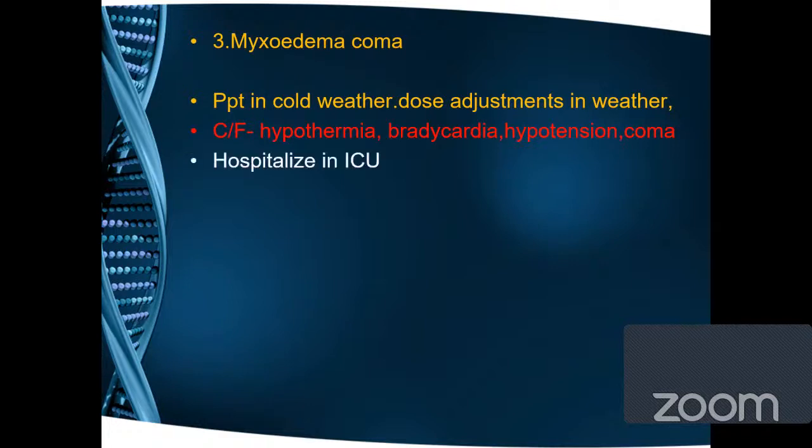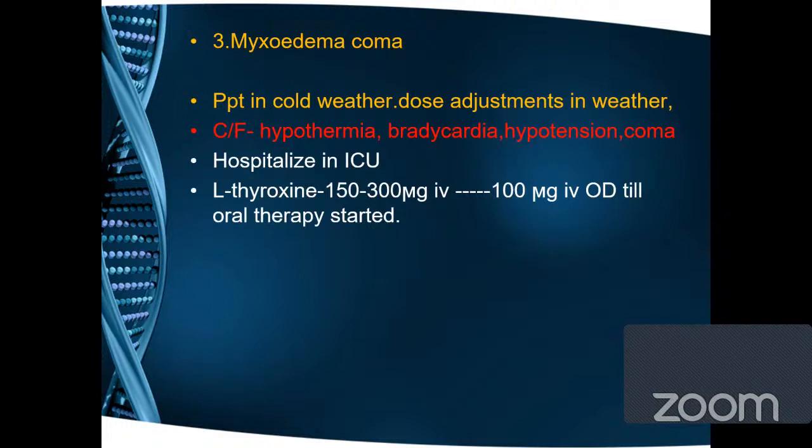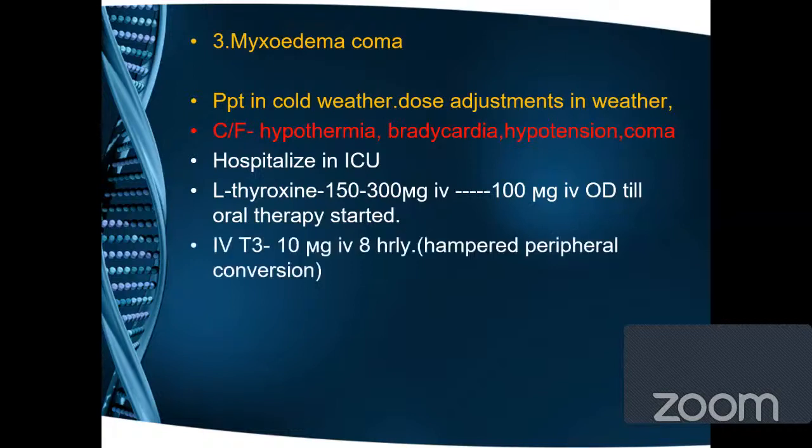It is an emergency condition, and we need to hospitalize the patient in the ICU. There is a deficiency of thyroxine, so we will give thyroxine to the patient intravenously. It is L-thyroxine 150 to 300 microgram IV, followed by 100 microgram IV OD. So this is the dose. We give the drug intravenously.